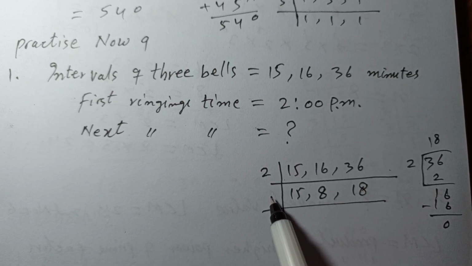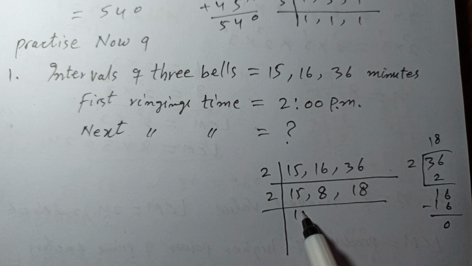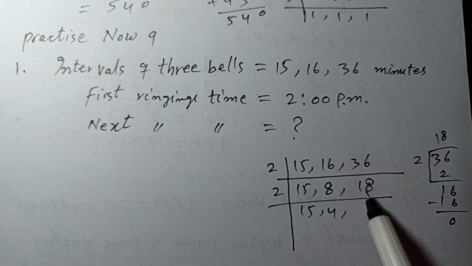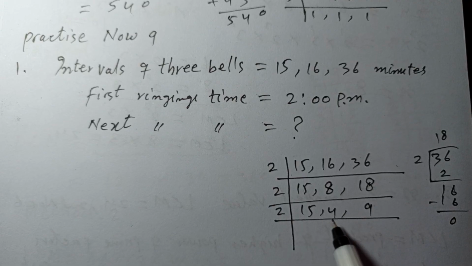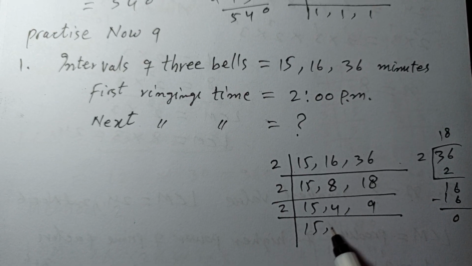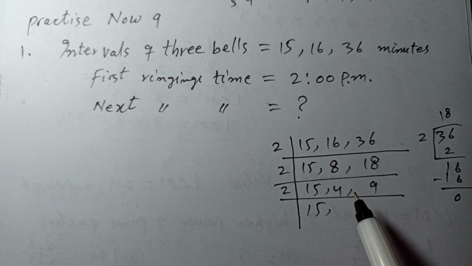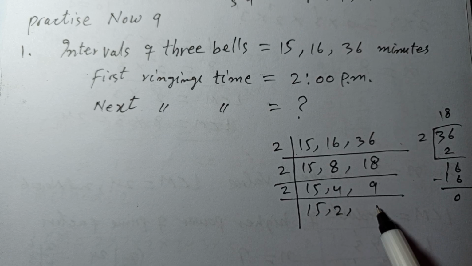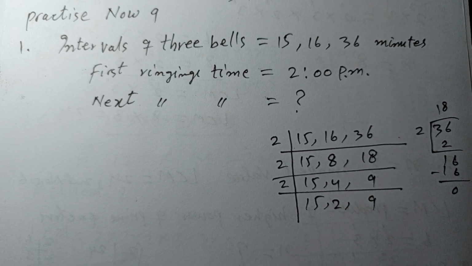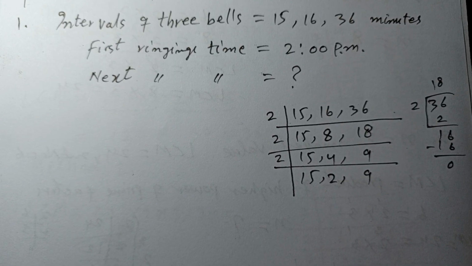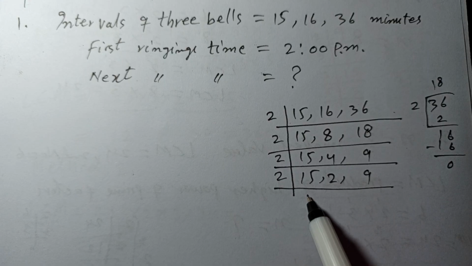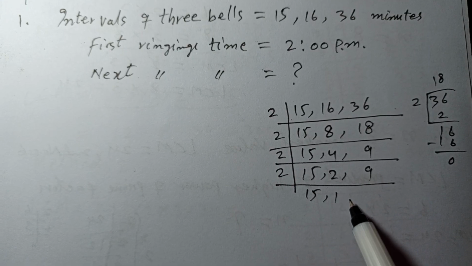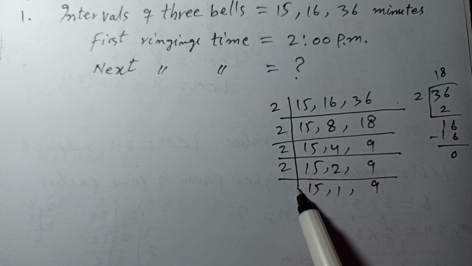Now divide by 2 again, because 8 can be divided by 2: 2 4s are 8. 18 can also be divided by 2: 2 9s are 18. Now divide by 2 again: 2 2s are 4. 9 will be left as such. 15 will be left as such, because they can't be divided by 2. Now again divide by 2, and you will get 1 here and 9 again.